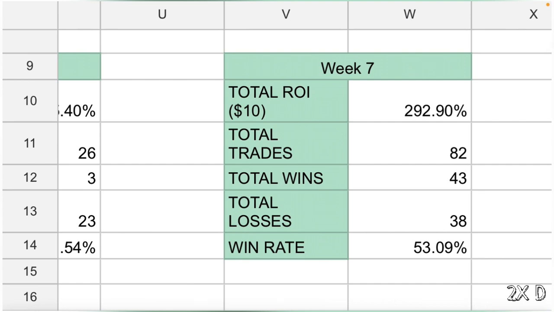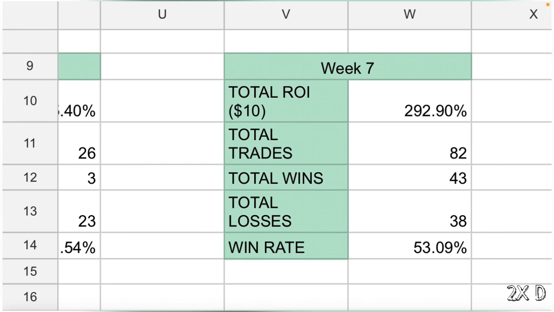Week 7, my account is now sitting at $59.50, $60, right? 59. Yeah, let's just say $59.50. My account is sitting at $59.50. That's a crazy amount, right? 292% returns on the 10th. That was crazy for me. Like, I'm tripping at this point.